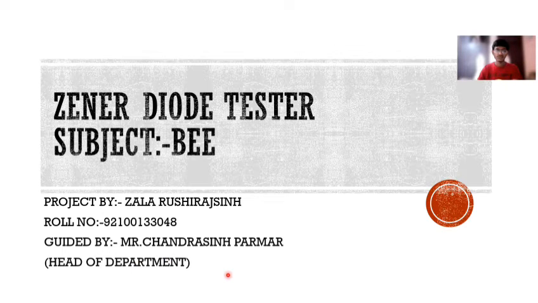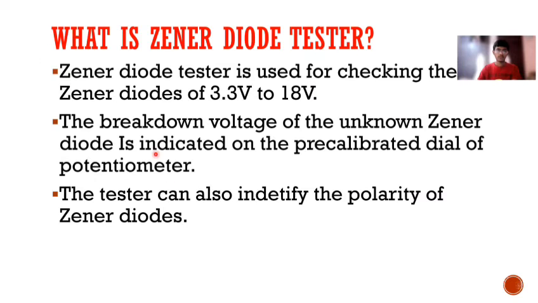So now let's see what the Zener diode tester is. Basically, a Zener diode tester is used for checking Zener diodes of 3.3 volt to 18 volt. The breakdown voltage of the unknown Zener diode is indicated on the pre-calibrated dial of the potentiometer. The tester can also identify the polarity of Zener diodes.